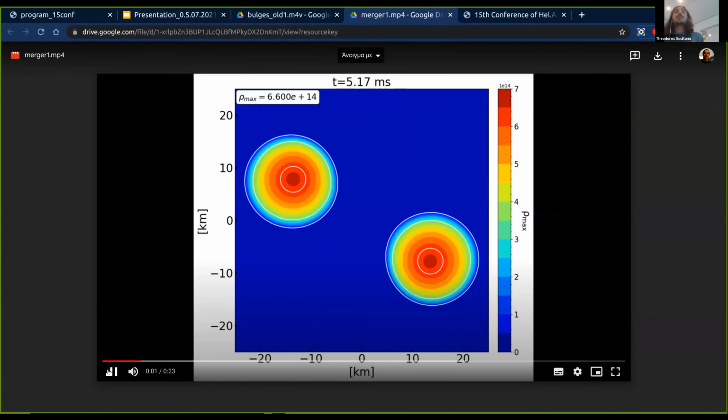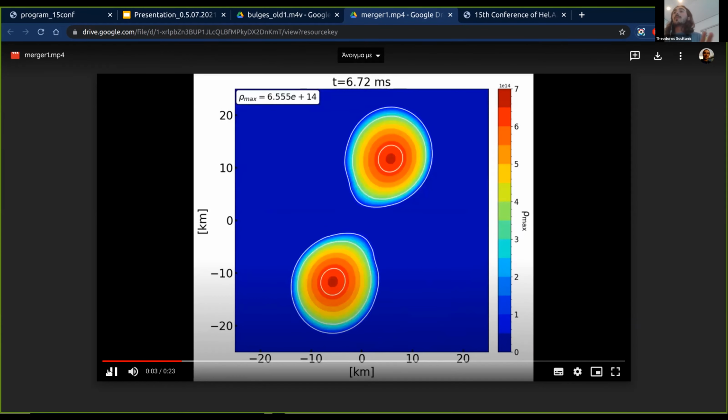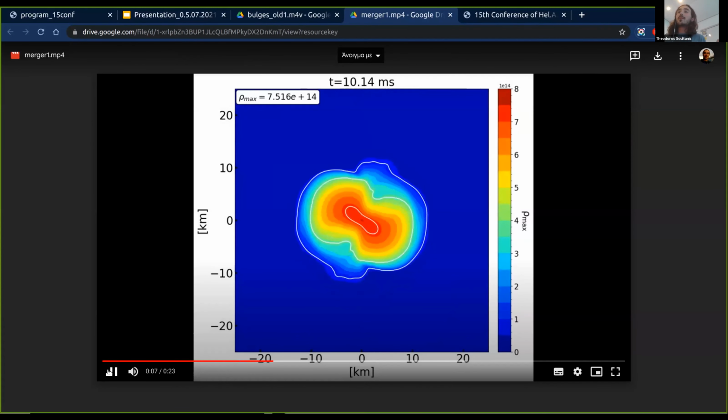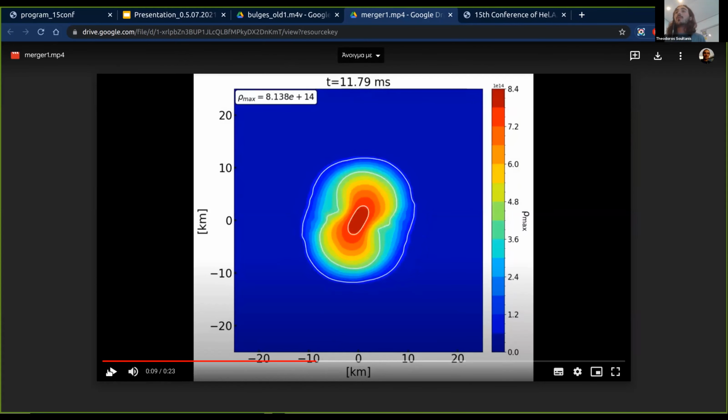So basically this is how a neutron star merger looks like. We have the inspiral phase, we have the tidal deformation of the stars, and then we end up with a remnant. Okay.